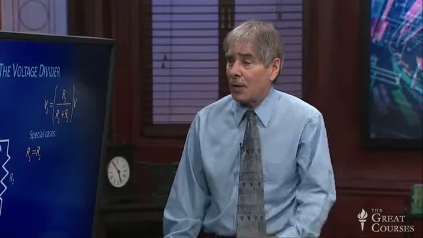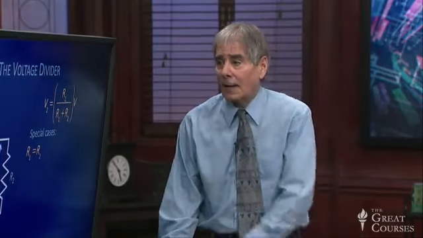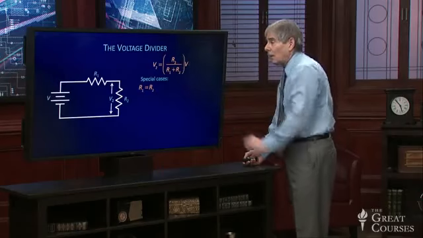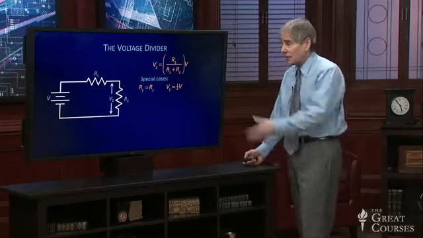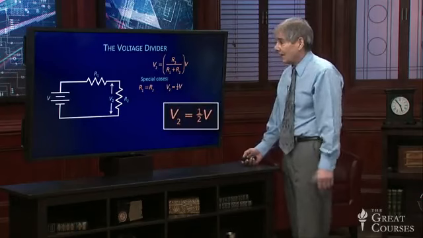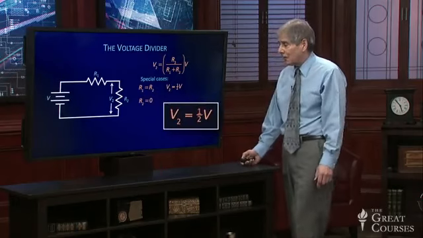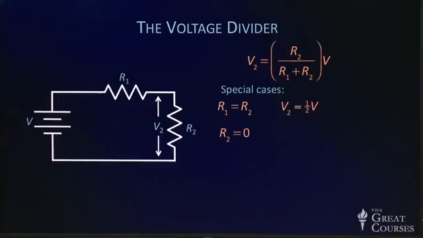One special case is when R1 and R2 are equal. In that case, we've got 2R down there and 1R up there, and the output voltage, or the voltage across R2, is half. The voltage divider divides the battery voltage in half. If R2 is 0, on the other hand, we get no voltage across it. It's a perfect wire. Wires don't have voltage across them. No voltage across 0 resistance.